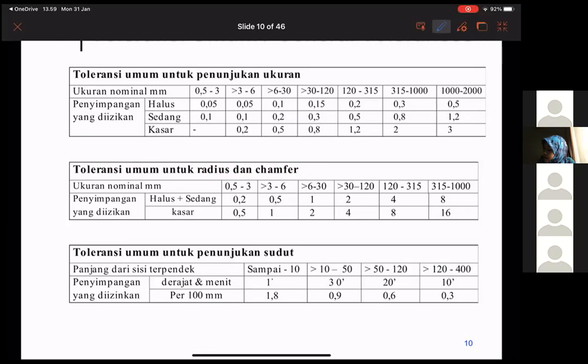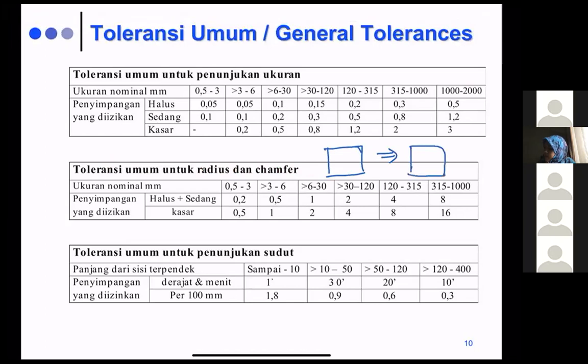Chamfer is the one that if we have a block like this, and then it becomes like this, jadi ujungnya diperhalus ya, the end becomes rounded. It's called chamfer. So for example, we have this one, the end is very sharp, and then we make it rounded like this, it's called chamfer. So again, for the nominal size, there is the nominal that is required.